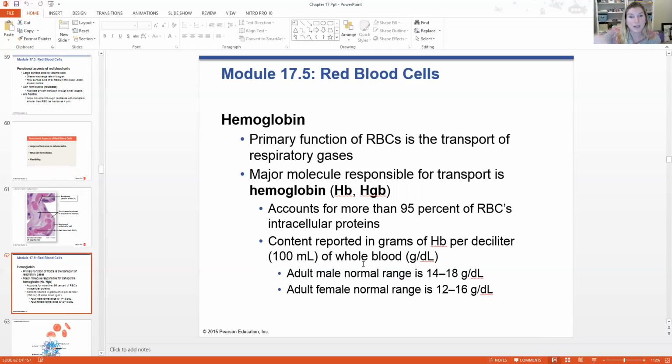So again, males have a slightly higher hemoglobin count than females. They have more red blood cells, so that makes sense. And because males tend to have larger muscle capacity, they need more oxygen for their muscles.